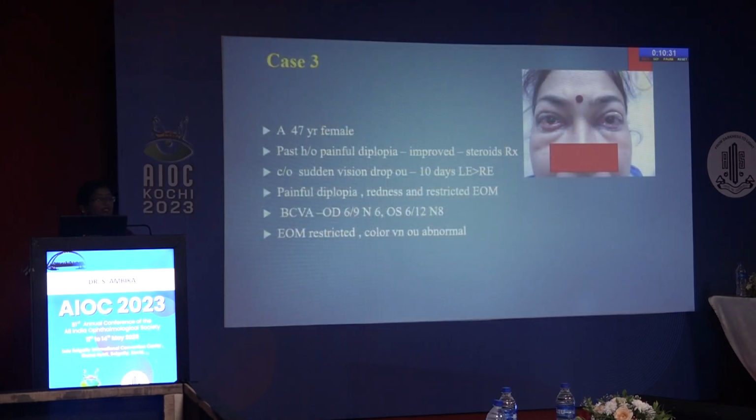So this is a 47-year-old female who came with a history of painful diplopia in the past, which improved with steroids. And she also had a sudden drop in vision in both eyes, left eye more than the right eye, with painful diplopia, redness, and grossly restricted extraocular motility. And her vision was normal.